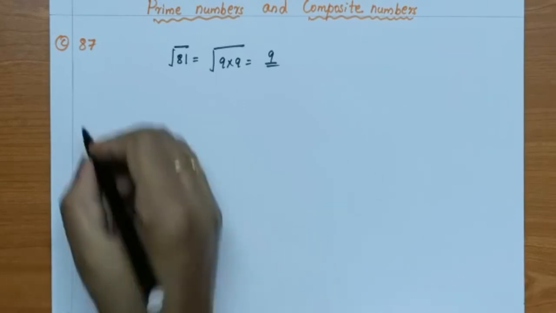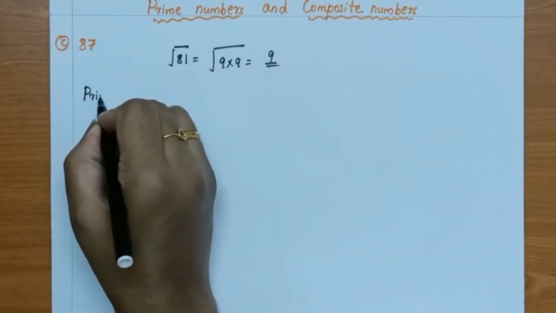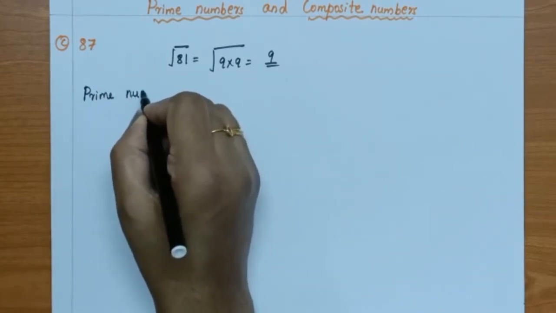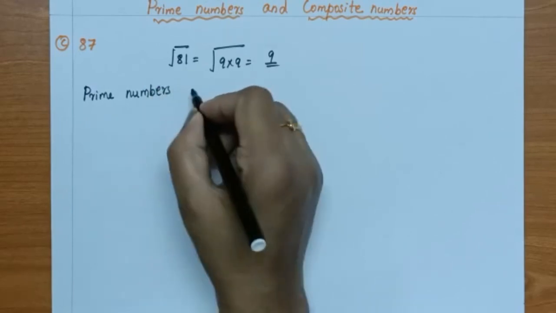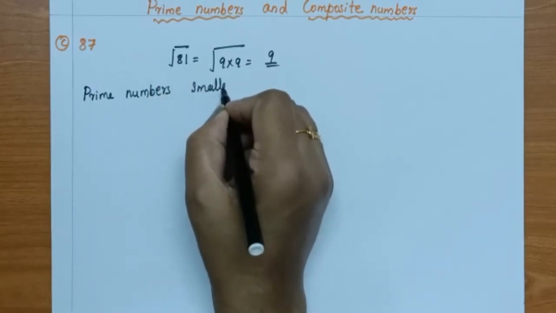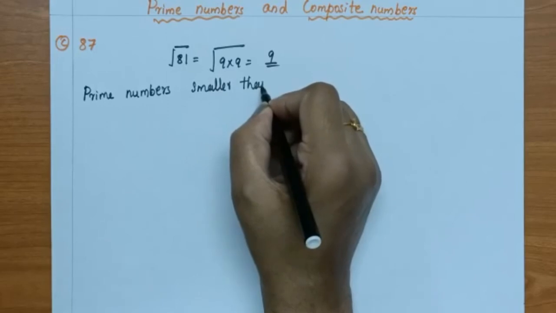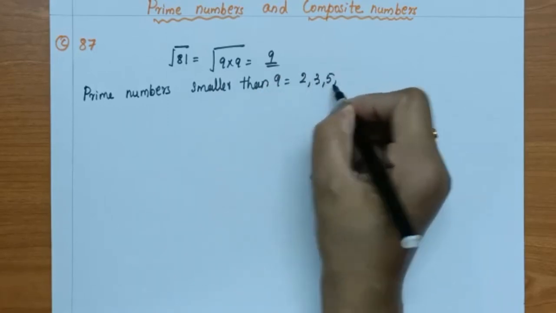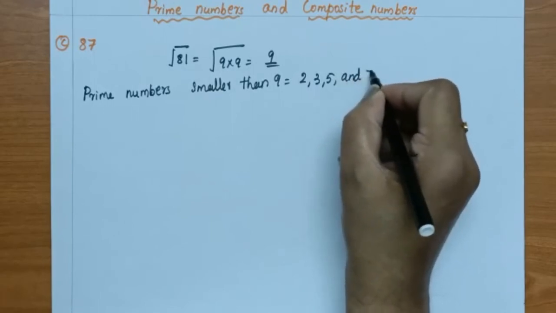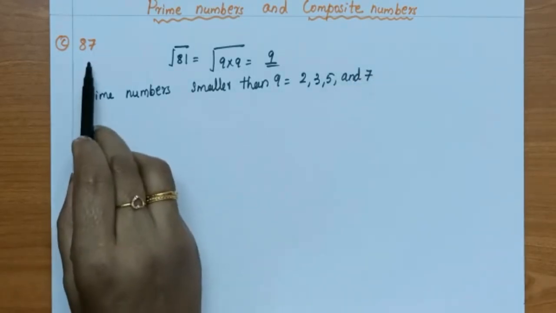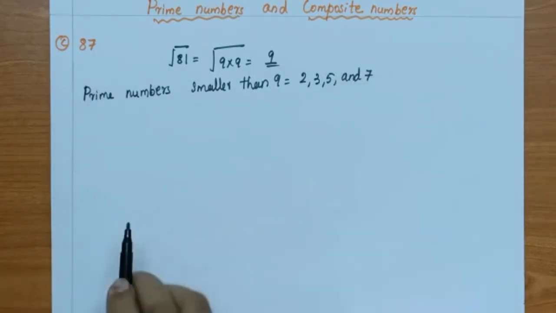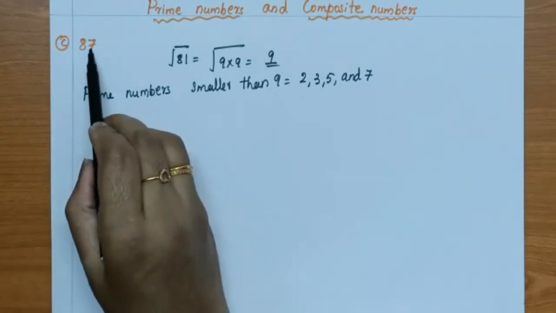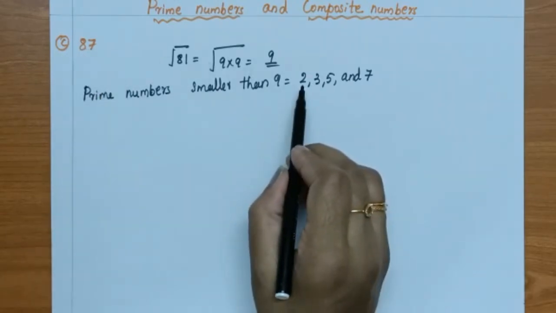So the prime numbers smaller than 9 are 2, 3, 5 and 7. Then we have to check whether 87 is divisible by any of these numbers or not. The end digit is 7, so that's why it is not divisible by 2.